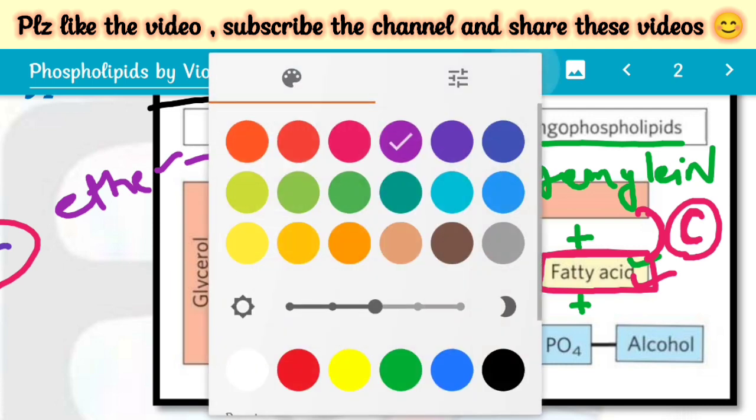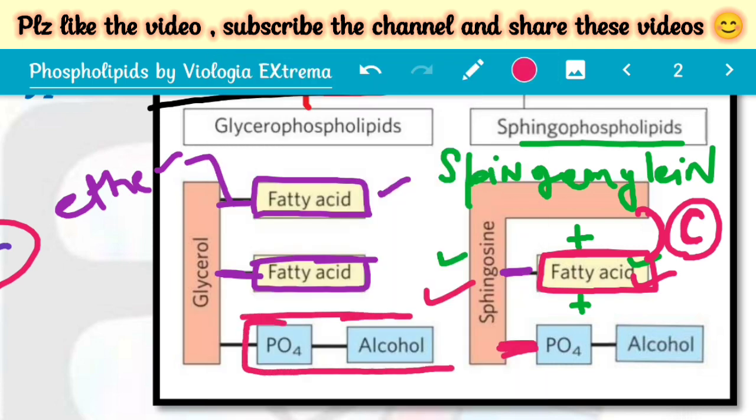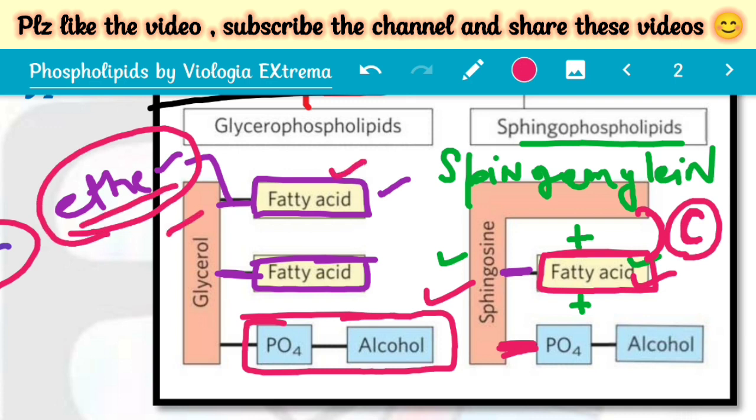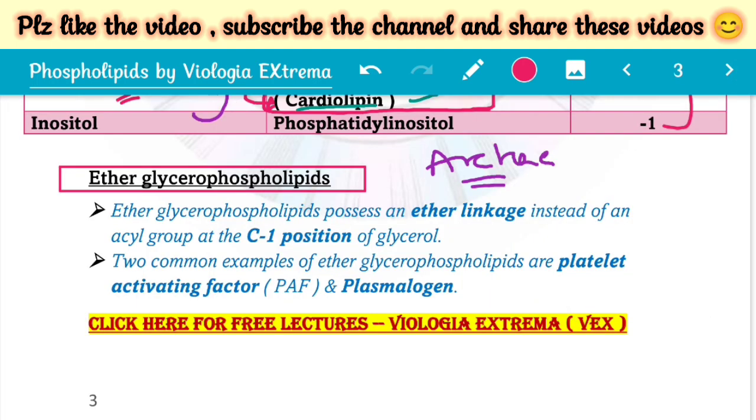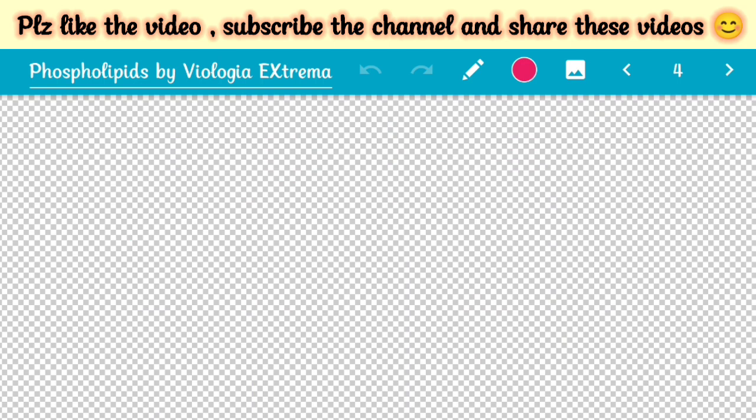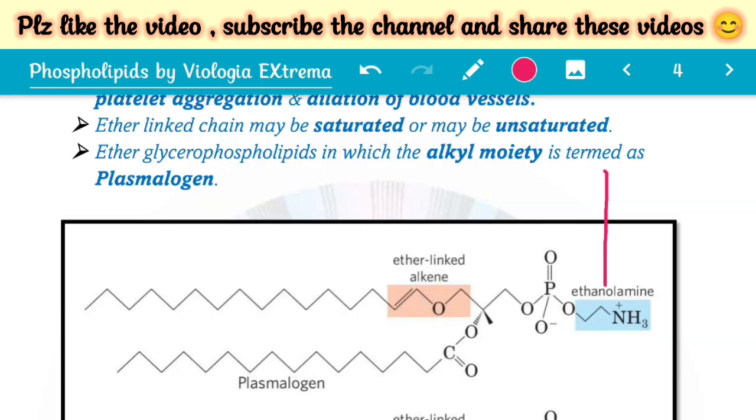Then there will also be a phosphate group and alcohol, which is attached with the help of a phosphodiester bond. The main defining character of ether glycerophospholipids is that there is an ether linkage between the fatty acid and carbon 1 of glycerol. So let's look at it. Ether linkage is there. The main two common examples are platelet activating factor and plasmalogen. Clear? Here is the diagram.